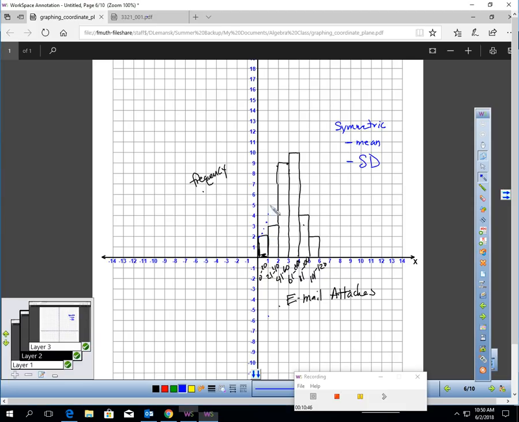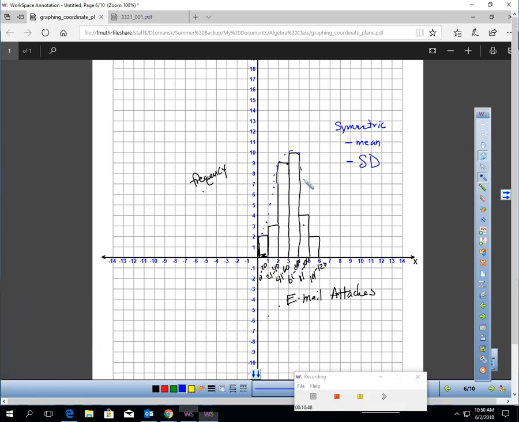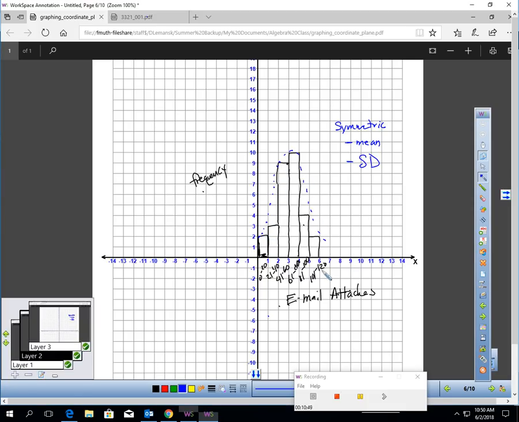Now when you look at this histogram, it looks to me like it's fairly symmetric, like the left side and the right side are kind of mirrored. So if that's the case, the mean would be the best measure of center, and the standard deviation would be fine to use to measure my variance.